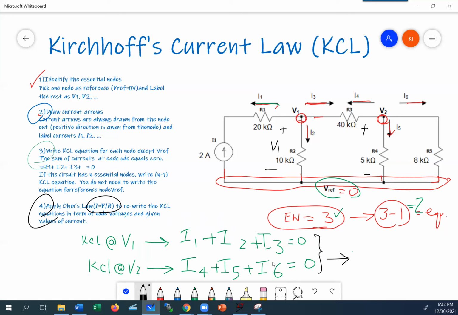So I want to make sure those are all clear as we go through it. Okay, so what do I do next? The next is I have to use Ohm's law, or whatever I know, which is basically Ohm's law, to write all these currents in terms of V1 and V2, unless somebody gives it to me. So let's go ahead and go through this and see if we can write I1, I2, I3, I4, I5, and I6 in terms of V1 and V2, okay?